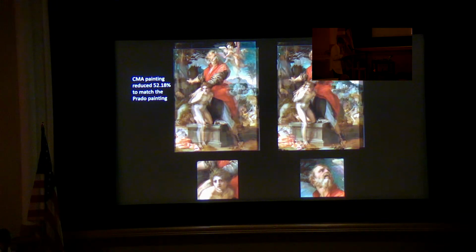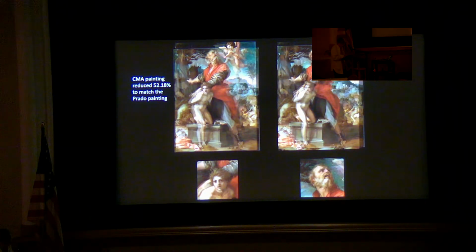Overlaying the Cleveland and Prado paintings presents another story. The Prado painting is a quarter-size replica of the Cleveland version. The width is exactly half the dimension of the CMA painting, while the height is slightly larger, like 9 centimeters, than half the corresponding measurement. The smaller size of the Prado painting can be proportionally compared with the Cleveland painting.